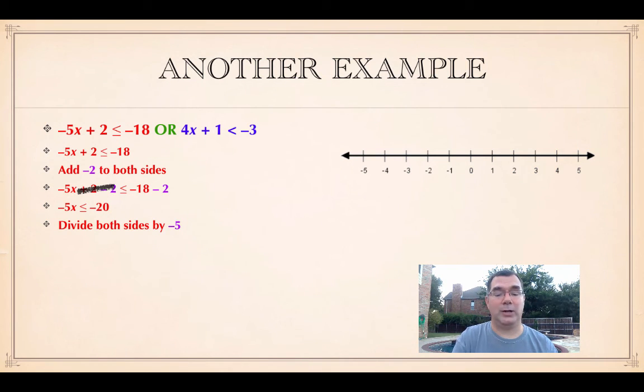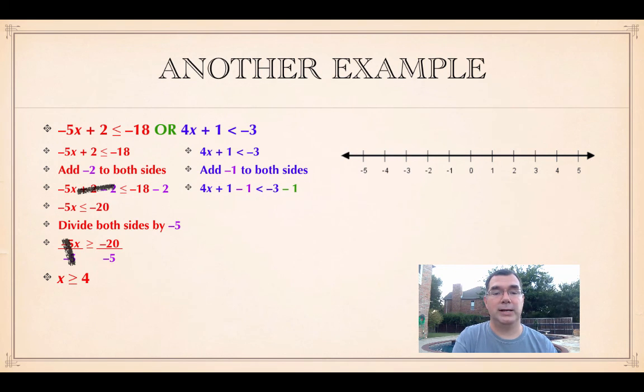That means that that inequality sign needs to change, so -5x over -5 has to be now greater than or equal to -20 over -5. That works out to be x greater than or equal to 4. With the blue inequality, 4x plus 1 is less than -3. I will add -1 to both sides or subtract 1 from both sides. The plus 1 and the minus 1 will cancel, and I will have 4x is less than -4.